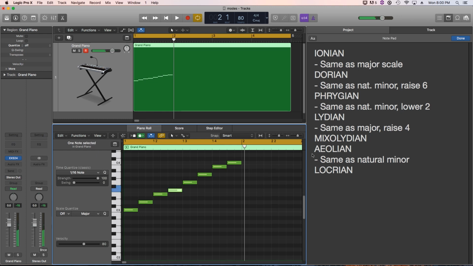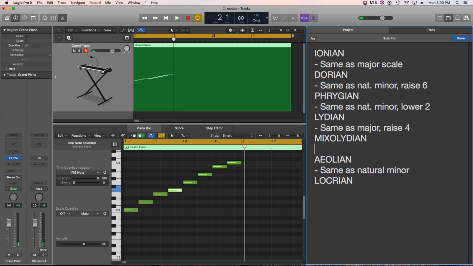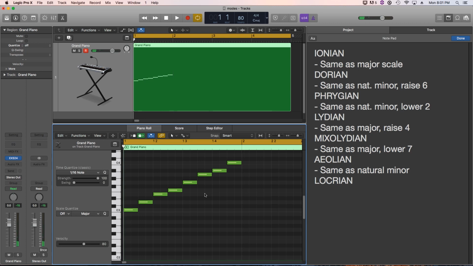Next, let's figure out Mixolydian. Now, Mixolydian is used a lot in major key rock music, where you have a song that's in a major key, but you lower the 7th. And that's what Mixolydian is. It's the same as major, but you lower the 7th. So let's take our 7th scale degree, pull B down to B flat, and we have the Mixolydian mode.